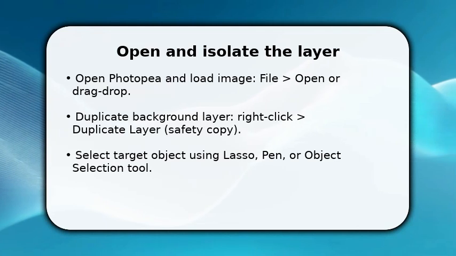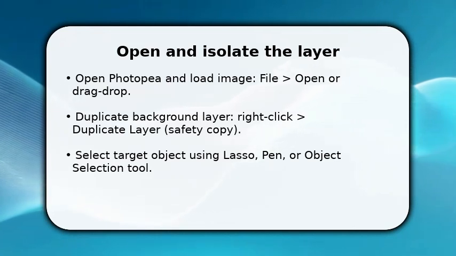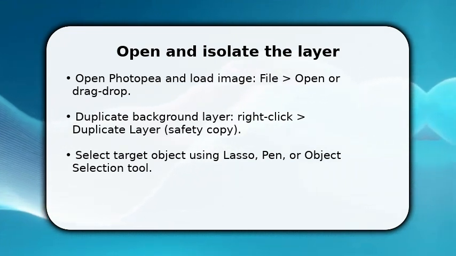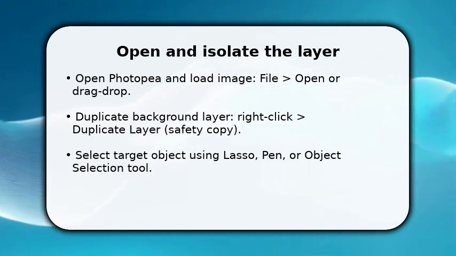You start by opening the image and immediately duplicating the background layer so you have a non-destructive copy. Use the object selection, lasso, or pen tool to roughly trace the object you want removed. Be precise at edges where hair or shadows meet the background.